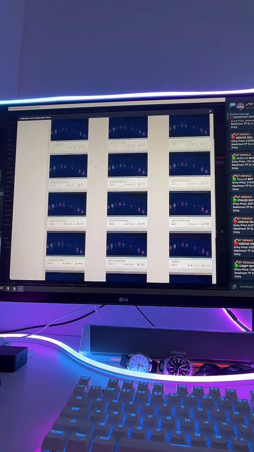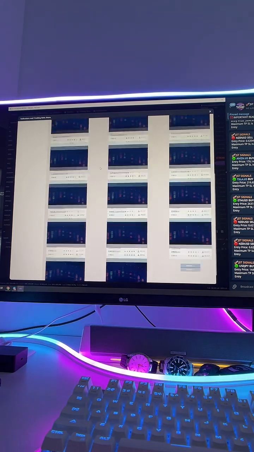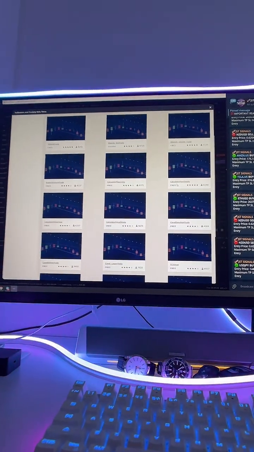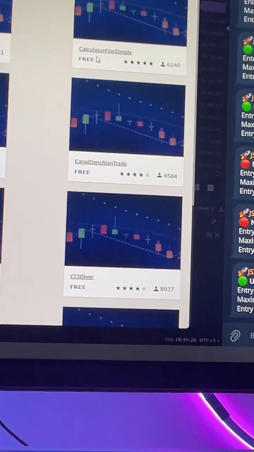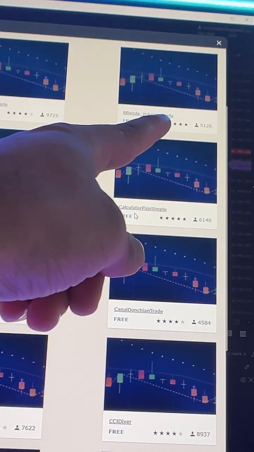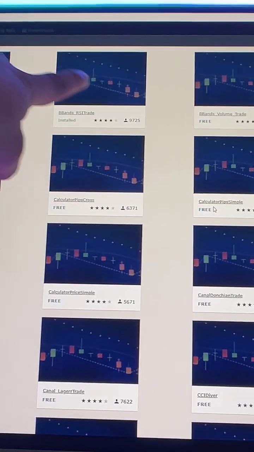They have so many trading bots available, and if you want to add them to your chart. So guys, look at this. There's like 4,000 people using this trading bot. There's like 6,000 people using this trading bot. There's like 5,000 people using. There's almost 10,000 people using this trading bot.